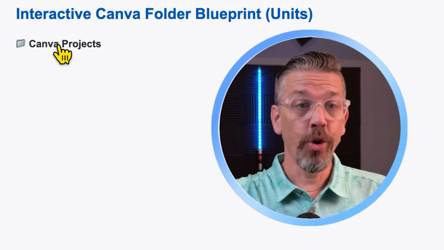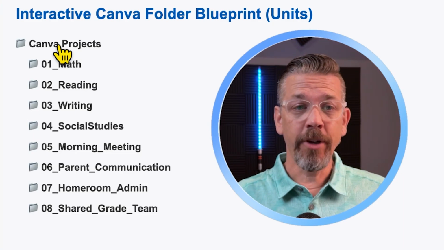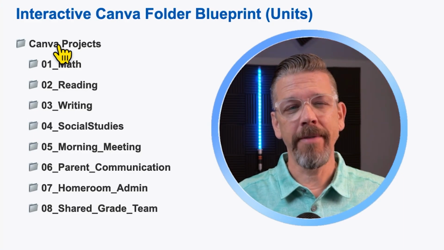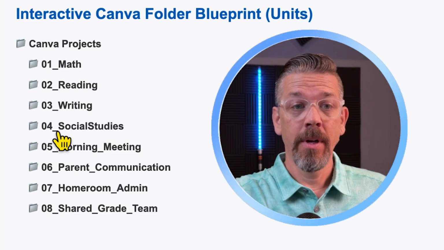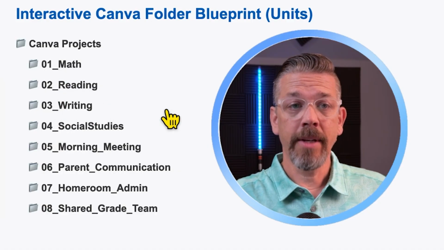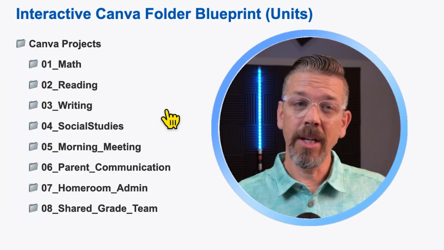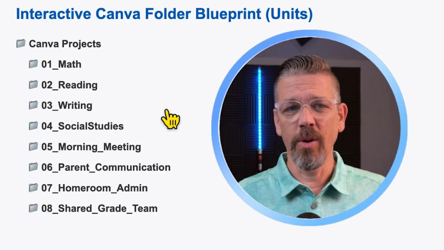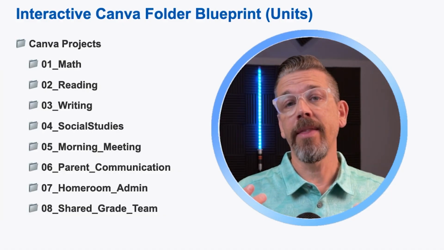So here is the folder blueprint that I like to use. After trying different ways to set things up, I found this structure works the best for me. You'll notice that I start each folder with the numbers 01, 02, 03. So Canva sets up folders alphabetically, which can get messy if you're relying on titles alone. By numbering them, I'm locking in their importance.